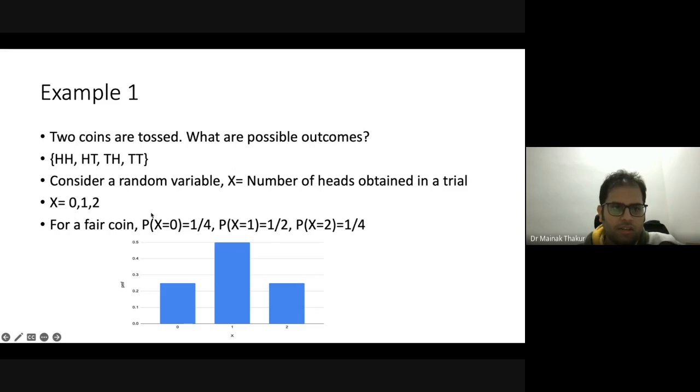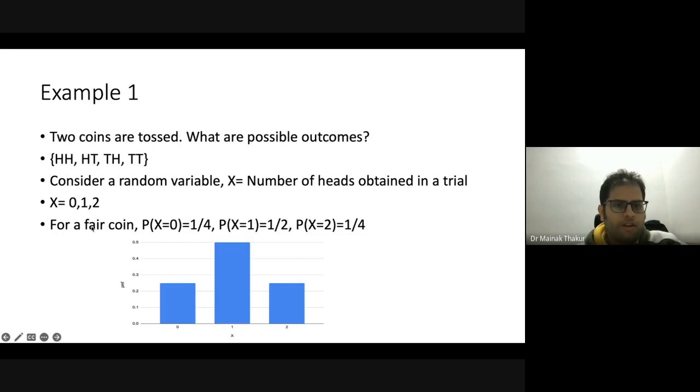Now we can consider a random variable X, which is the number of heads obtained in a trial. One trial means two coins are tossed together. This is the outcome, or this is the outcome, or this may be the outcome. Now X, the number of heads obtained in a trial, may take three values: 0, 1, or 2. There is no other value X can take.